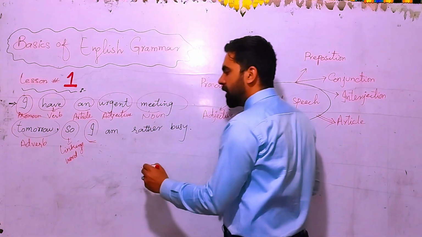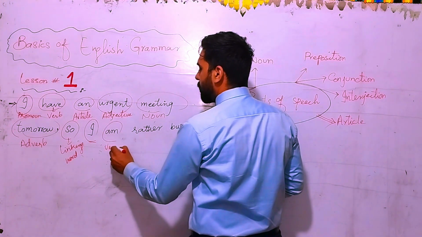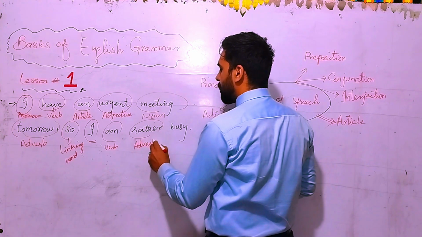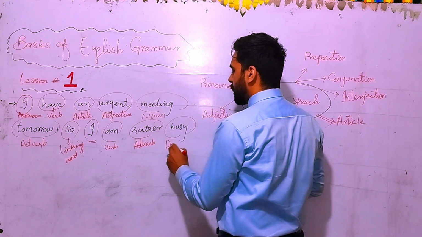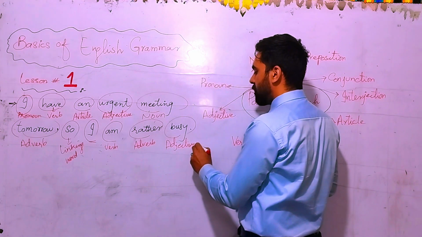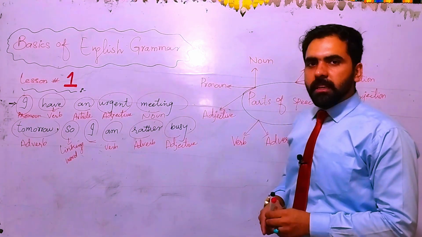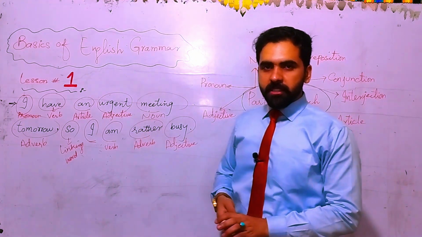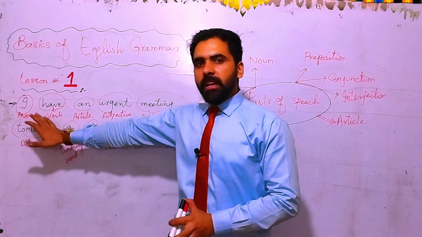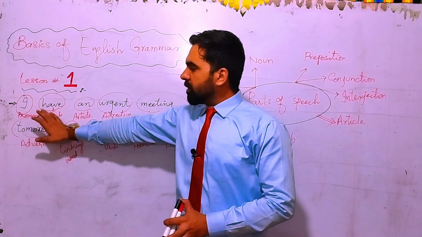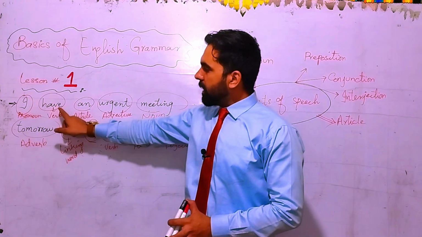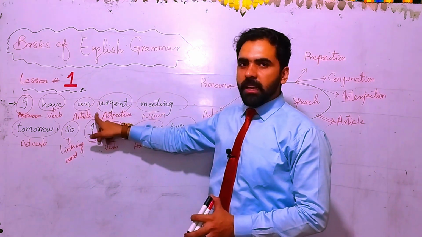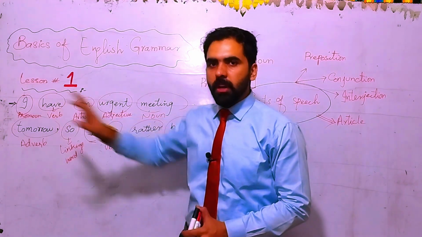I is repeated here again. Am is again a verb. Rather is an adverb. And busy, again, is an adjective. Now, you can see in a single sentence, certain words do have certain functions. This pronoun has a certain function, and this function cannot be performed by this word, have, because it's a verb. Similarly, an article has a certain function as compared to a pronoun.